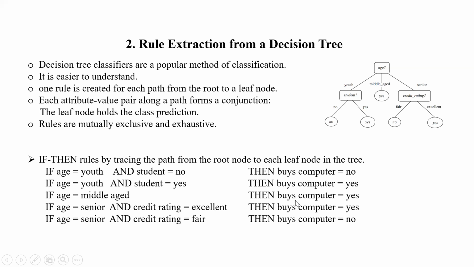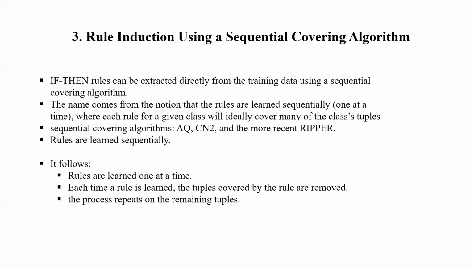If he is a senior and credit rating is equal to fair, then buys computer is no, because he is a senior person and has no eligibility to buy the computer. Next one will be rule induction using a sequential covering algorithm.